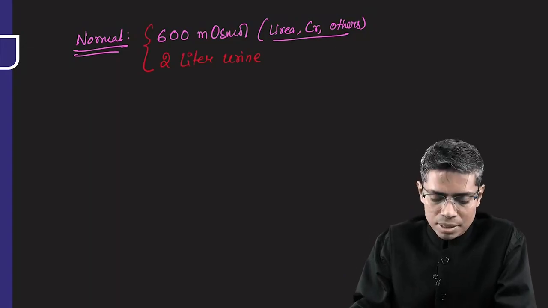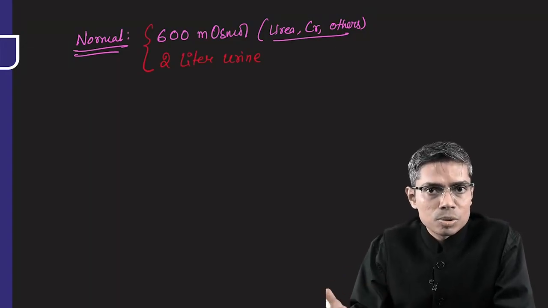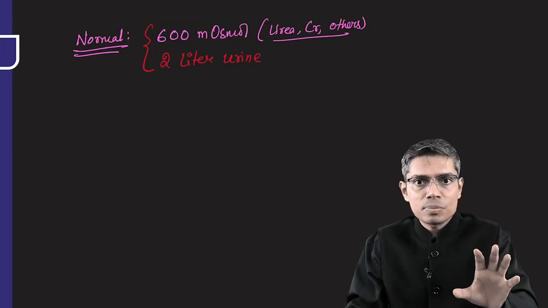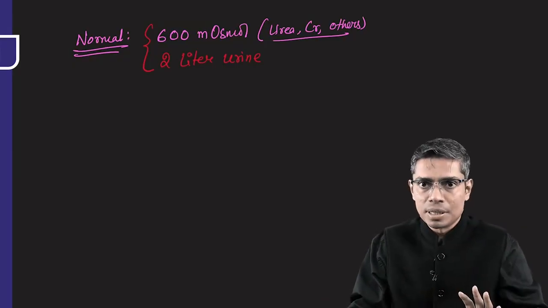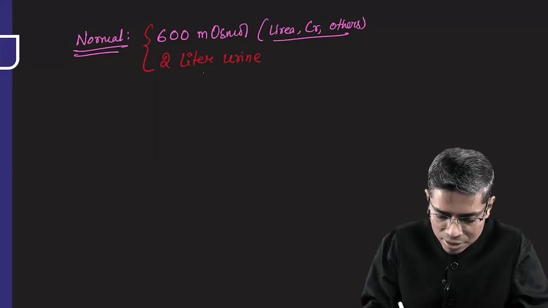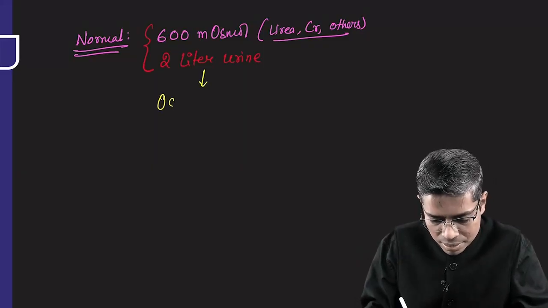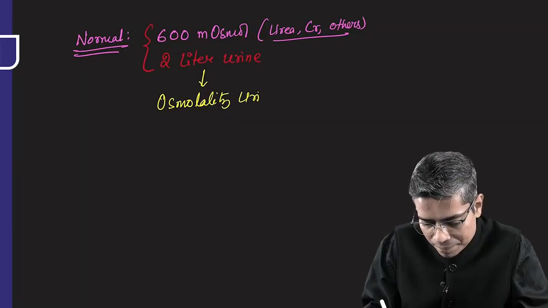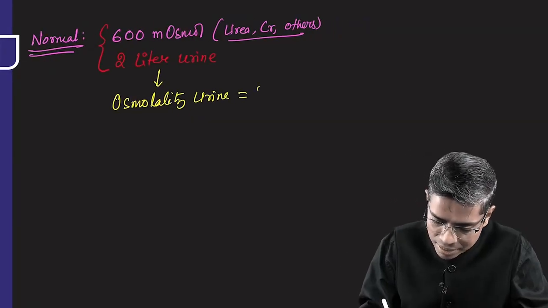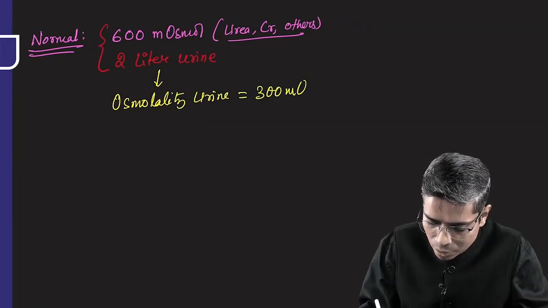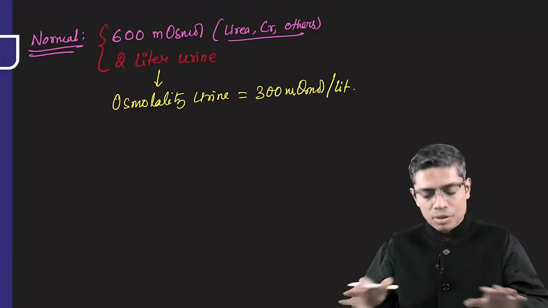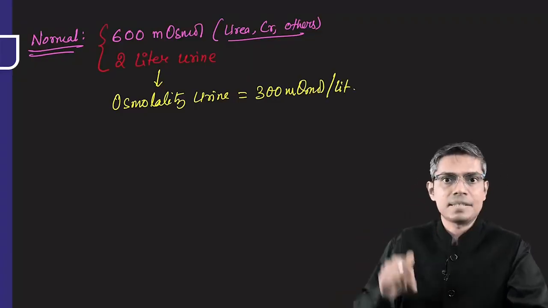So if I ask you, in these cases, what is the osmolality of urine? Simple question. 600 milliosmoles is present in 2 liters of urine. So what is the osmolality of urine? In these cases, the osmolality of urine is 300 milliosmol per liter. So this is the osmolality of urine in these cases.